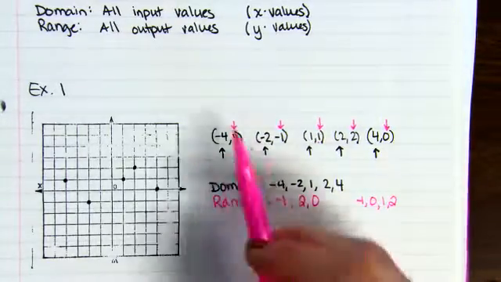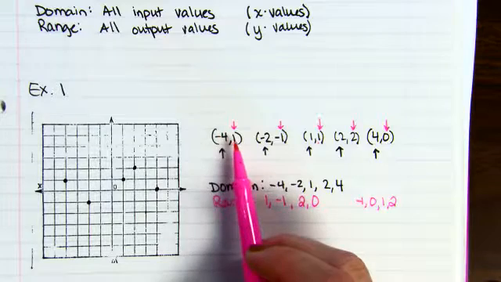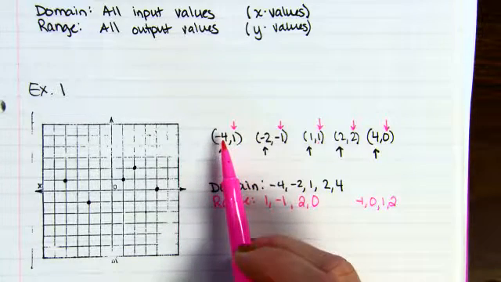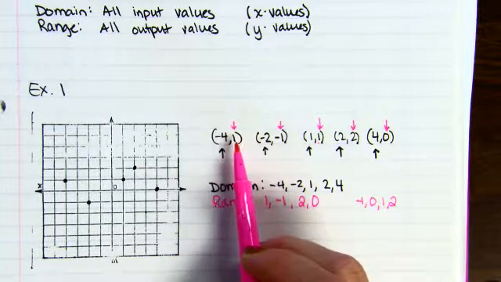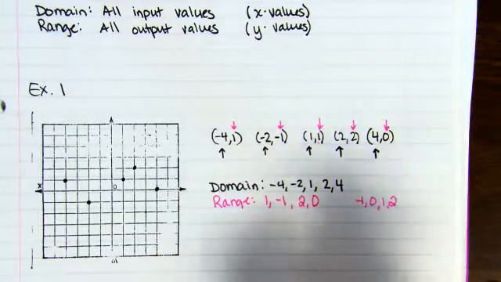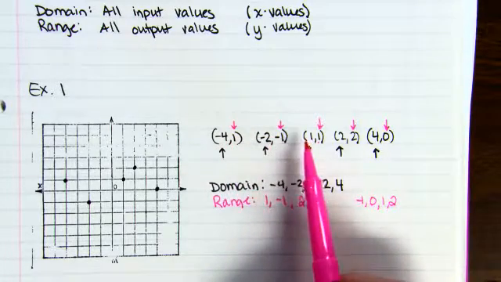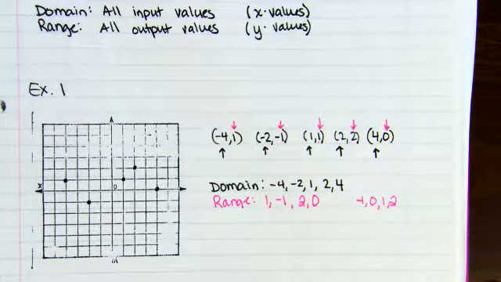So what you see here is for each of these numbers that I put in, I'm getting exactly one number out. I can't put in -4 and get out 1 and also put in -4 and get out 3. That would not be a function. But this is a function because each of my inputs has exactly one output.